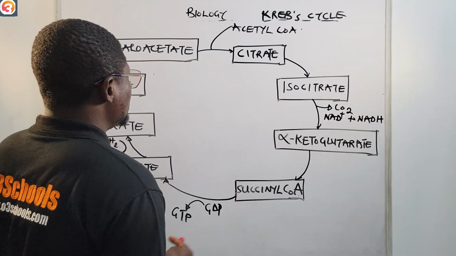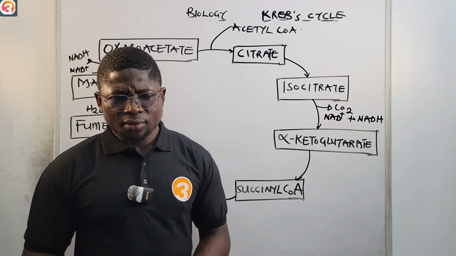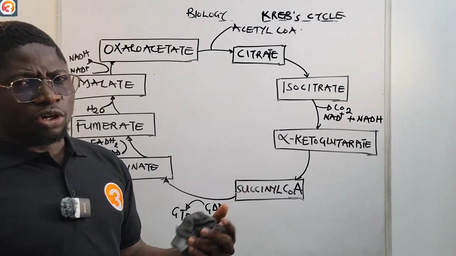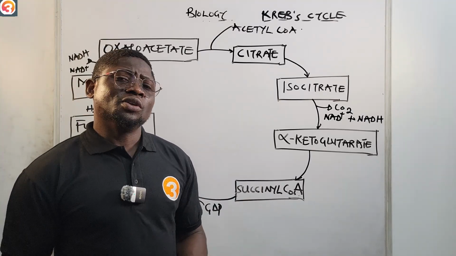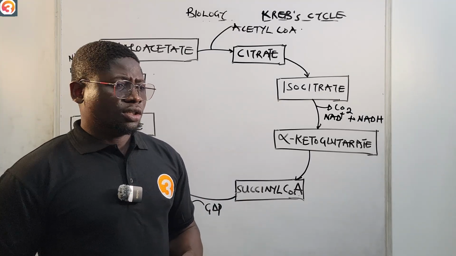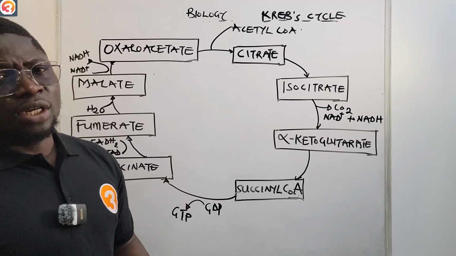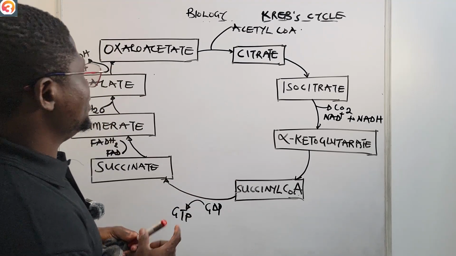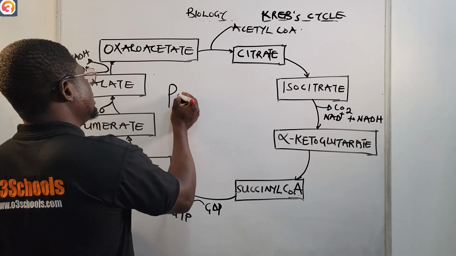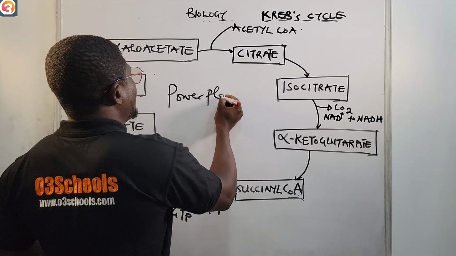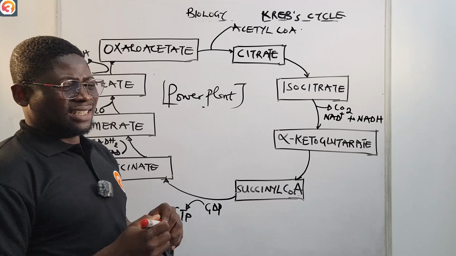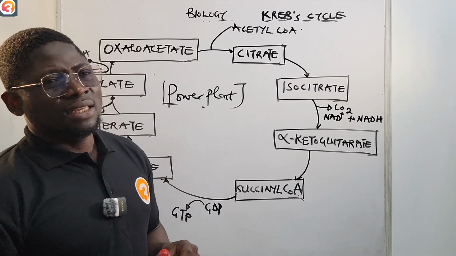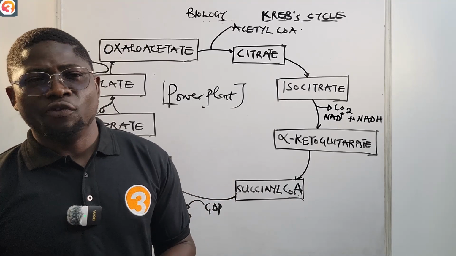So let us go to the Krebs cycle. We'll look at the Krebs cycle, then we'll also talk about fermentation a little, and then we'll be done with respiration. So what do we call the Krebs cycle? We say the Krebs cycle is the power plant of the cells. Power plant is the simplest way to explain it.